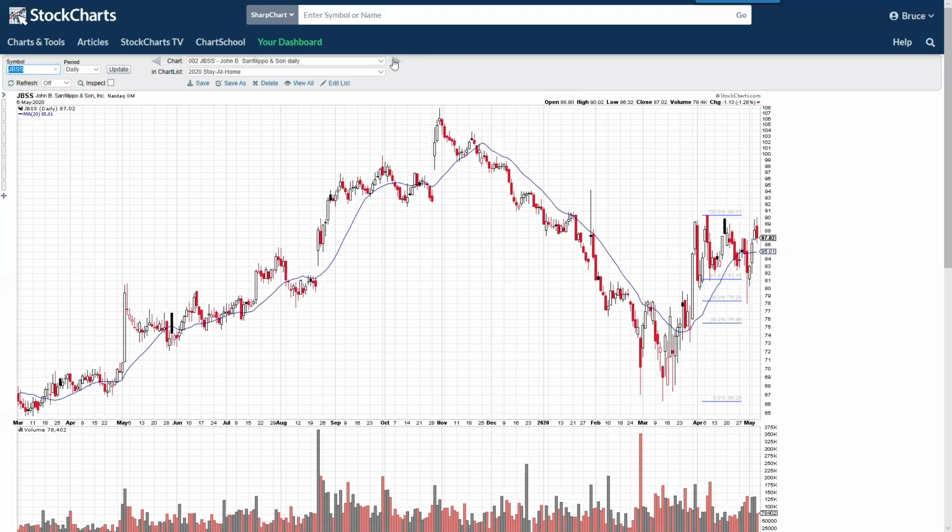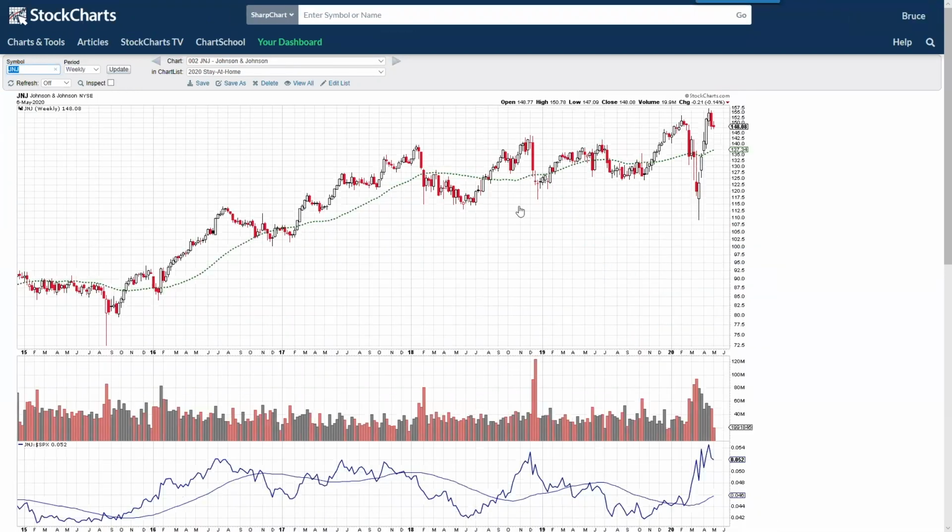And then next, Johnson & Johnson. Look at this reaccumulation trading range, goes all the way back to the beginning of 2018. Beautiful liftoff here, up and out of the trading range area, reaccumulation range. And the relative strength is really good. So let's keep an eye on this one.